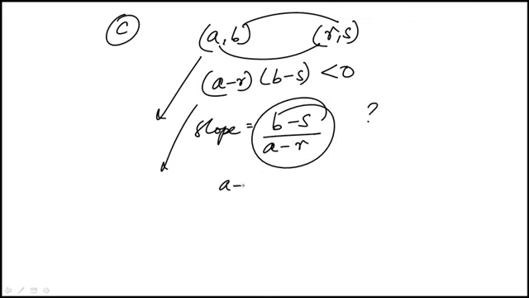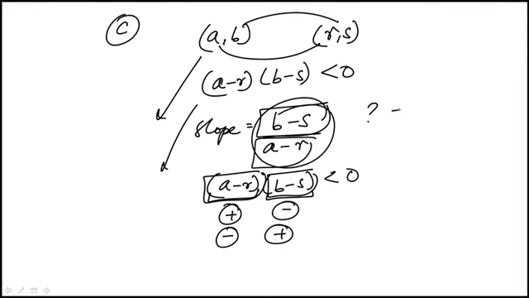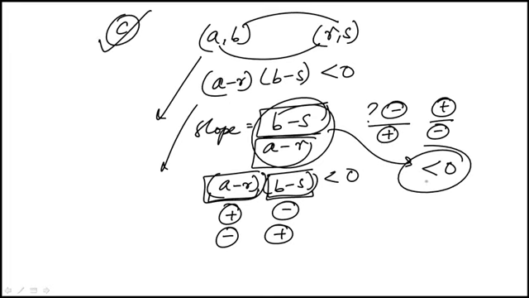So again, if I look at this expression and visualize each as a collective piece, the product of those two pieces is negative, so it can happen two ways. Either a minus r is positive and b minus s is negative, or this is negative and this is positive. Under these circumstances, because these expressions come up in the slope, I have really two scenarios: negative divided by positive for the slope, or positive divided by negative. And in both cases, the slope will be negative. So C also works. So, recap: A, B, and C, all three work.